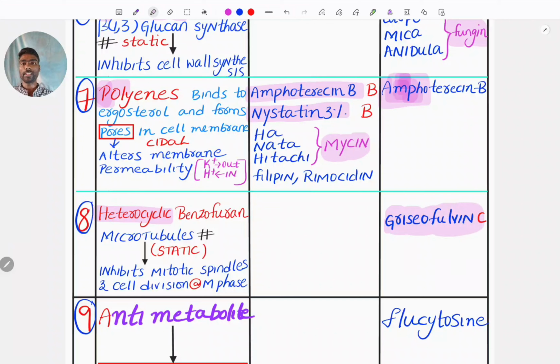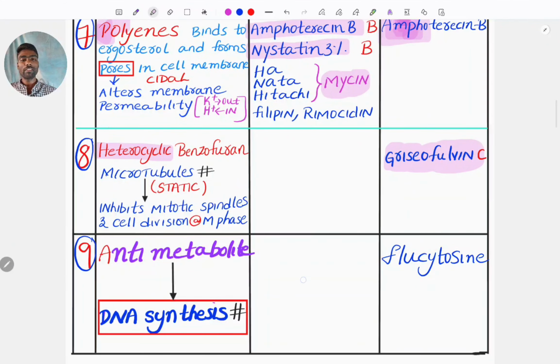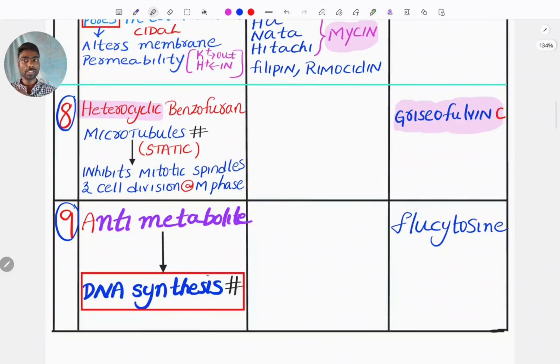Microtubules are necessary for mitotic spindle formation and chromosome separation and cell division. So no chromosomes are going to separate and no cell division is going to happen. It blocks cell division. Which blocks cell division? Heterocyclic benzofuran, griseofulvin. Now coming to last and final A, only one isolated drug, flucytosine.